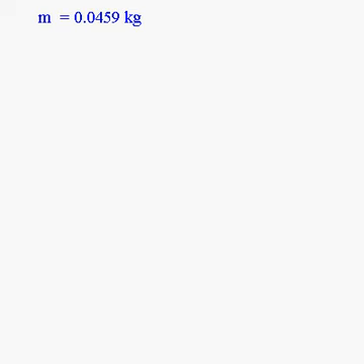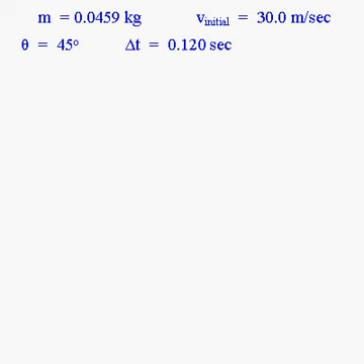In this example, we have a golfer hitting a ball. The mass of the ball is 0.0459 kilograms, and the golfer must hit the ball with an initial velocity of 30.0 meters per second at an angle of 45 degrees. The ball and the club are in contact for 0.120 seconds, and the question is, what force must the golfer use to achieve that initial velocity?